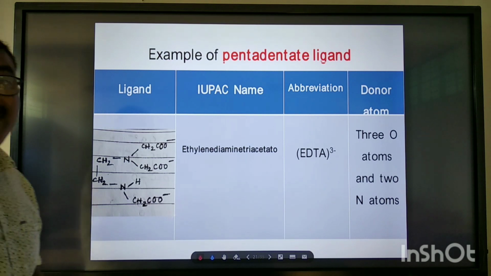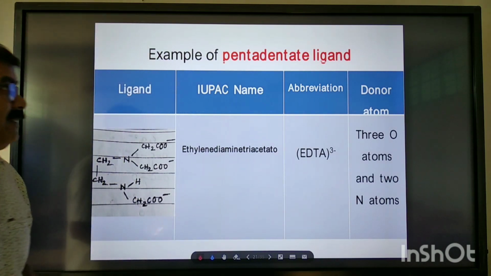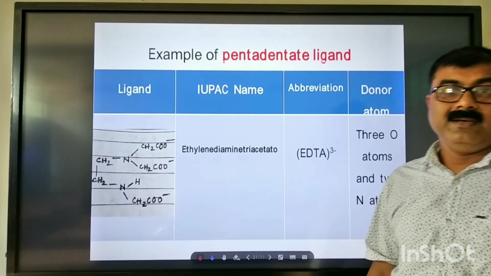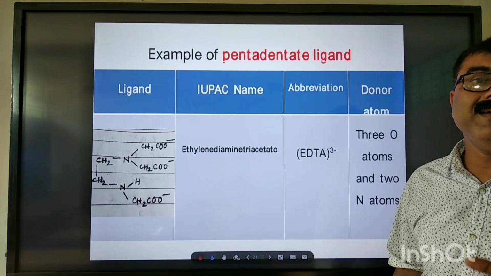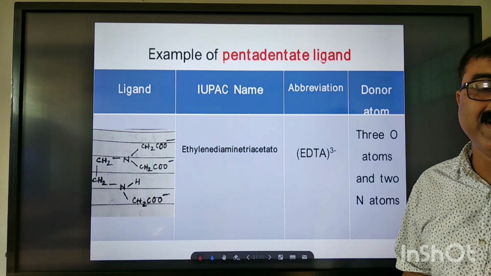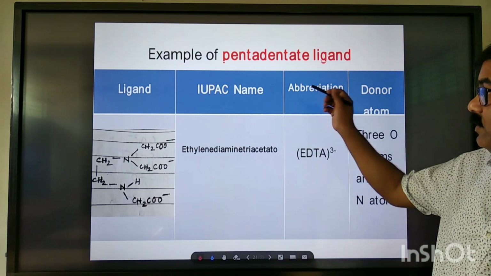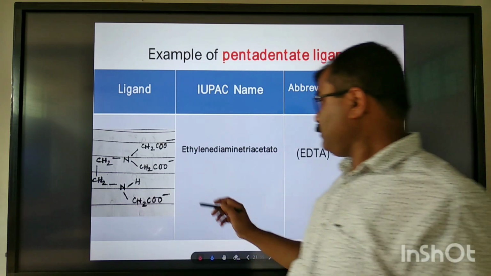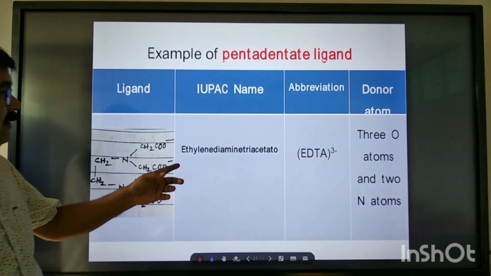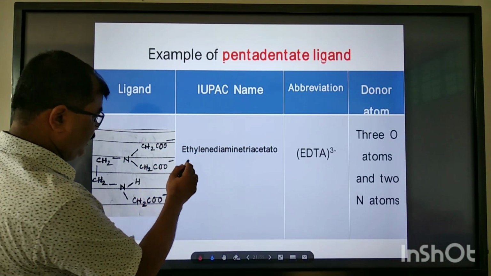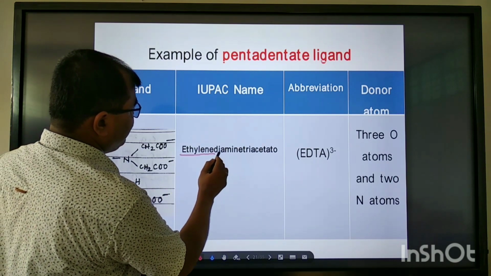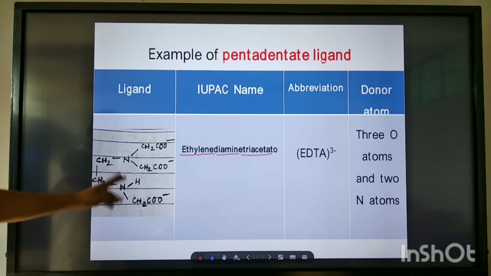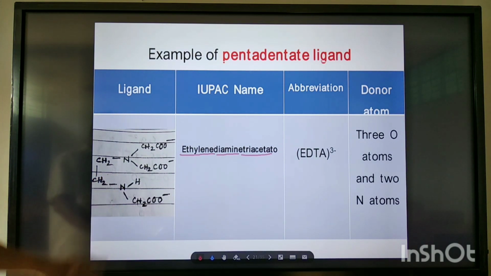Yes, pentadentate ligands. What are pentadentate ligands? Those whose denticity is 5. It can ligate through 5 donor atoms to the central metal atom or ion. One very important example is ethylene diamine triacetate. See here, ethylene diamine triacetate. This is the structure of ethylene diamine triacetate.